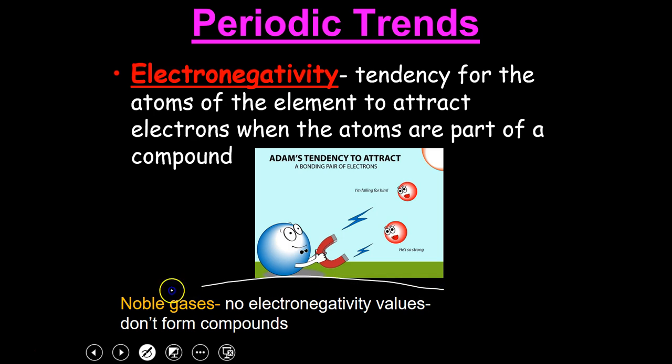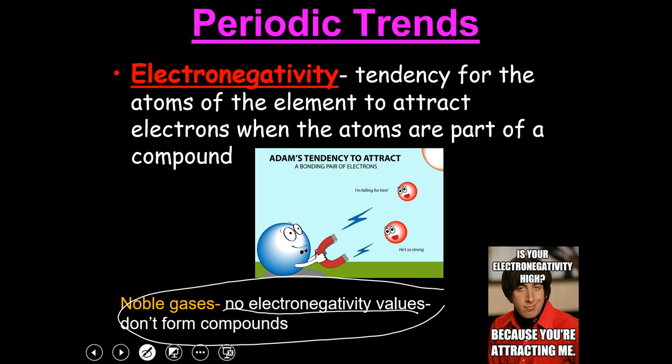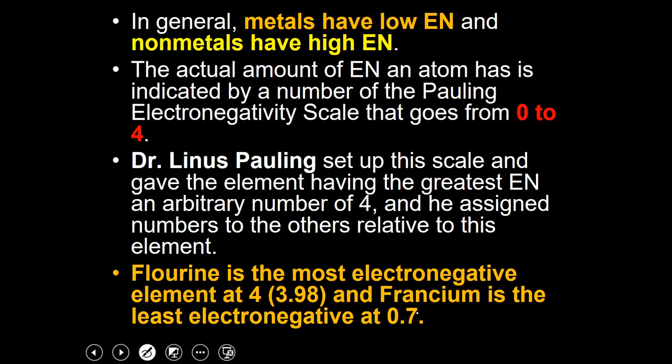And because noble gases are complete, they don't want to gain any at all, so we consider them to have no electronegativity value. So, electronegativity: how much do you want to gain an electron? Now this one, there's no energy involved. It's either going to gain one or it doesn't. So we don't have a measurement. We just give them a value between 0 and 4.